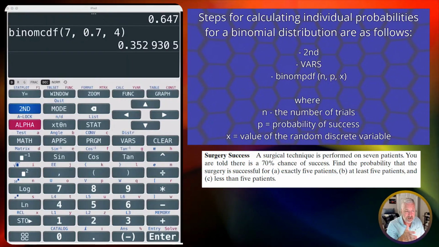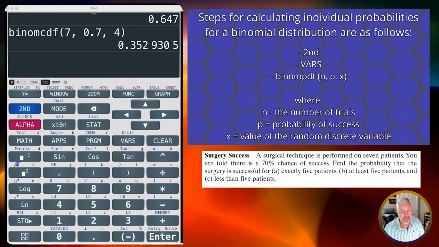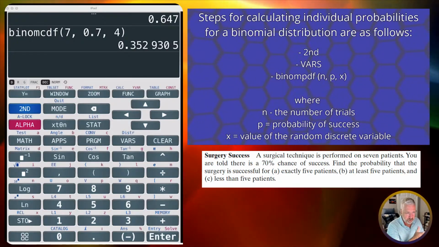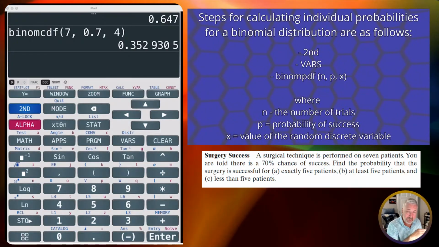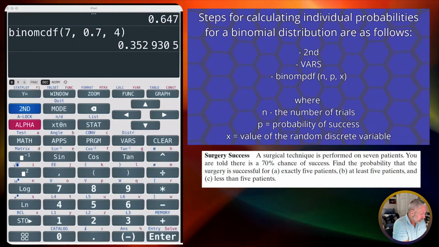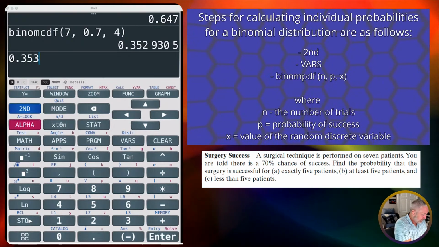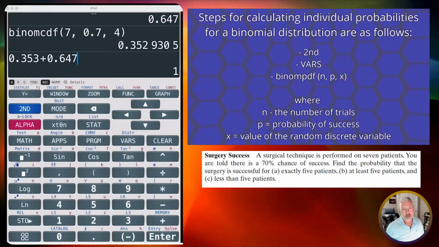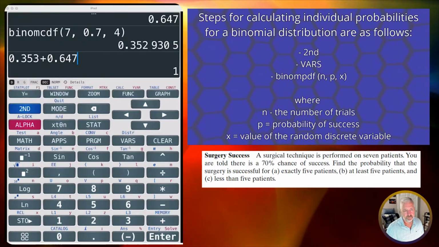Now, at least 5 patients was 5, 6, 7. Less than 5 patients was 0, 1, 2, 3, 4. If you add those two together, you should get a full 1 for this. So if I go 0.353 plus 0.647, I should get 1, and I do. There it is. All right.